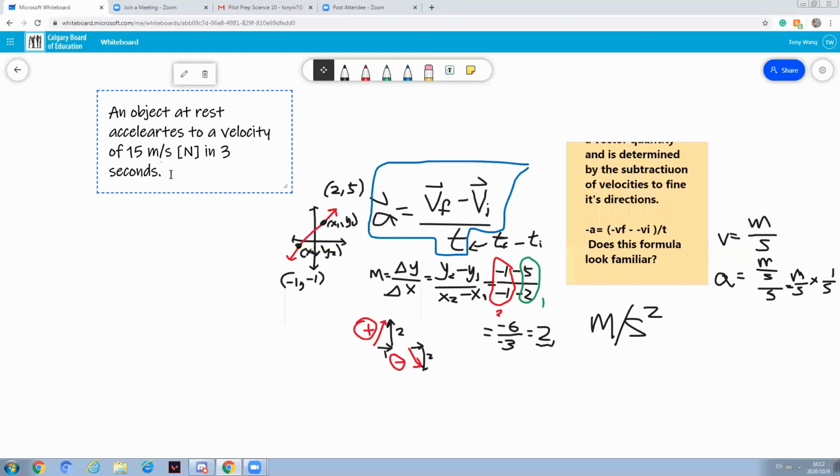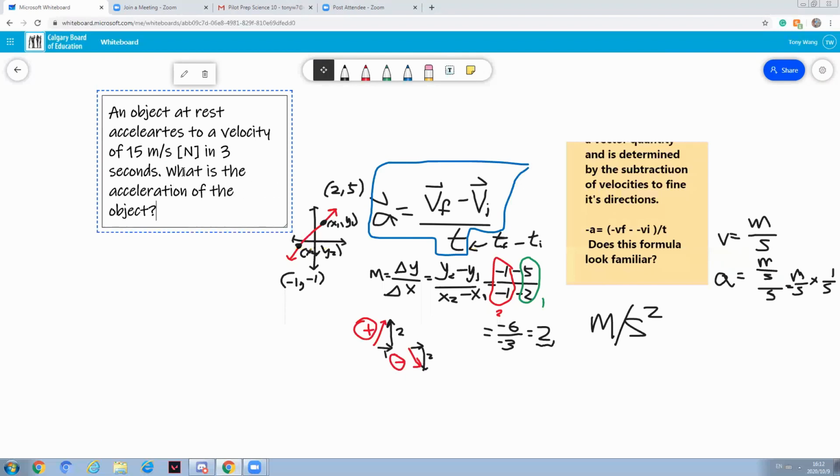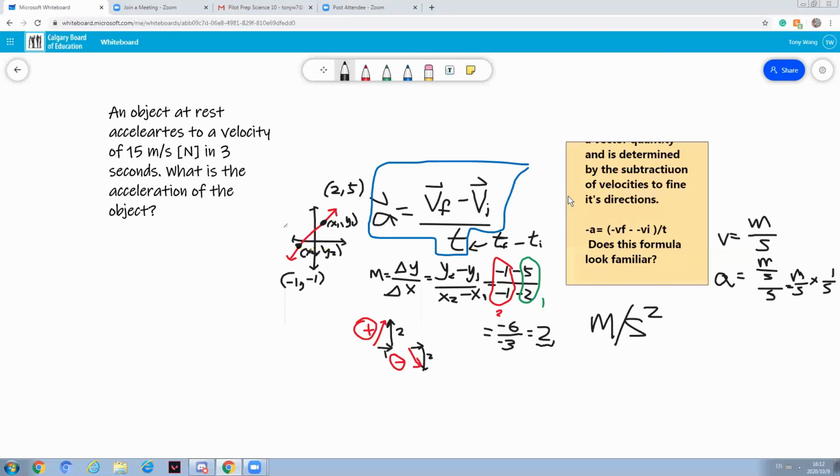I always need to type what the question is. What is the acceleration of the object? Okay, so given this information and given this formula, it is pretty easy to solve it, but there are some terms you might be unfamiliar with.